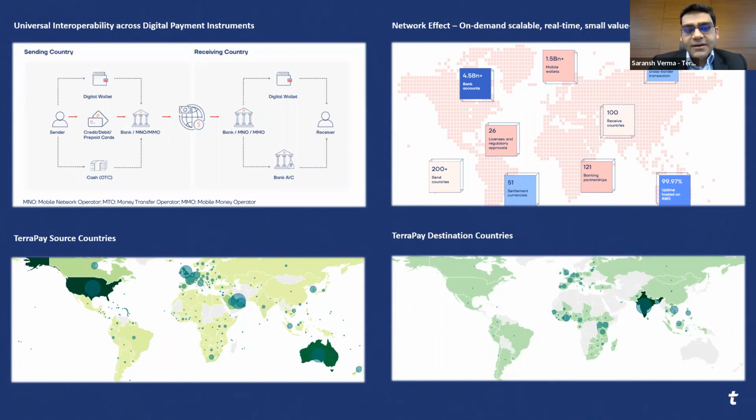On the left side, the bottom picture shows the source countries. And as can be predicted, most of the remittances originate from high-income countries generally.